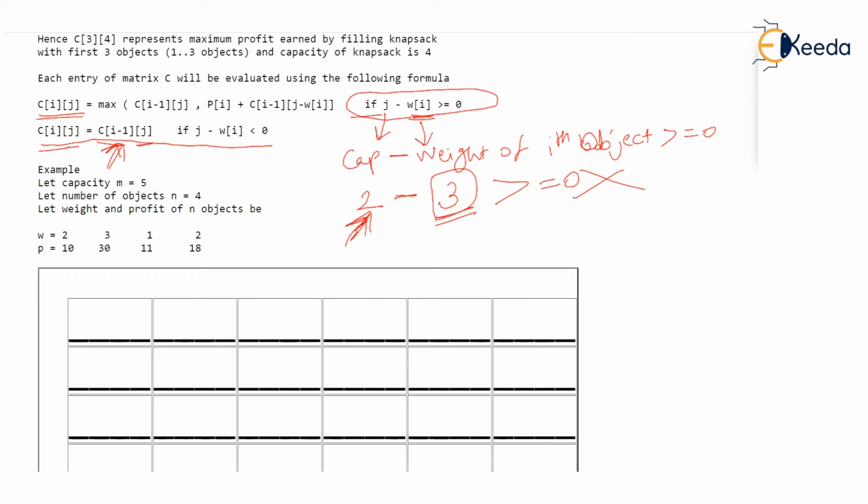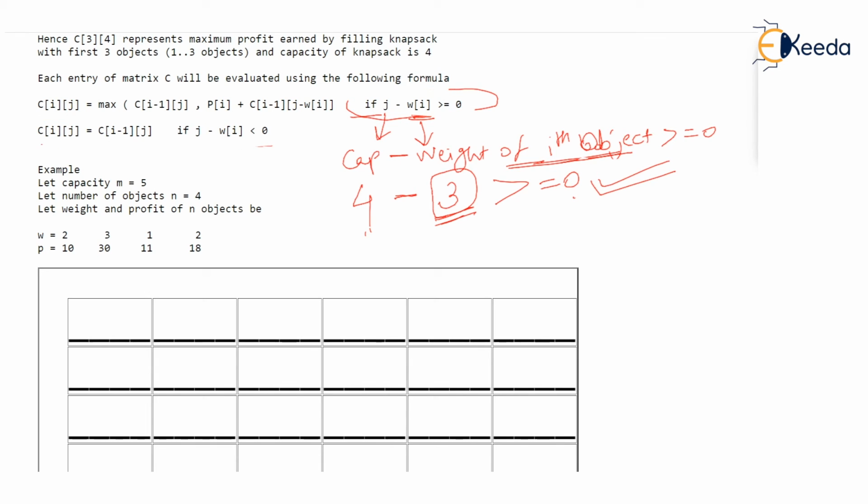But what if, just imagine the capacity of the knapsack is, let's say, 4. And the weight of the ith object that we are adding is 3. Now j minus wi, 4 minus 3, is greater than or equal to 0. True condition, isn't it? So we can add the ith object because adding it is not going to break the knapsack. Then the first formula is applicable because j minus wi is greater than or equal to 0. Let's see what the first formula says.